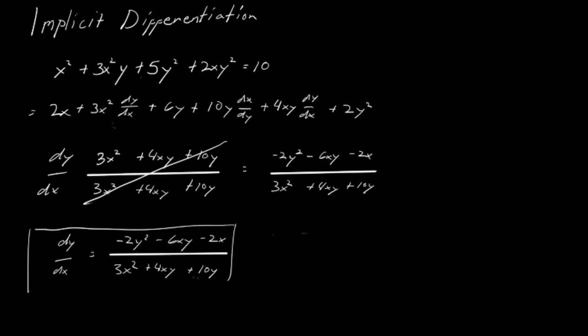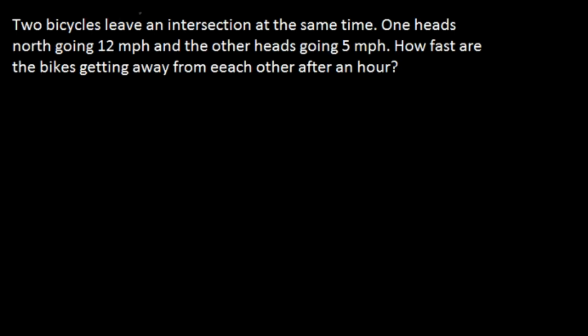plus 4xy plus 10y. Now that we're done with the implicit differentiation, let's have an example of a real-life problem using differentiation. Two bicycles leave an intersection at the same time. One heads north going 12 miles per hour and the other heads east going 5 miles per hour. How fast are the bikes getting away from each other after 1 hour? We'll start by using the formula of S is equal to the square root of x squared plus y squared. Given the value of y, which is 12 over 5x.